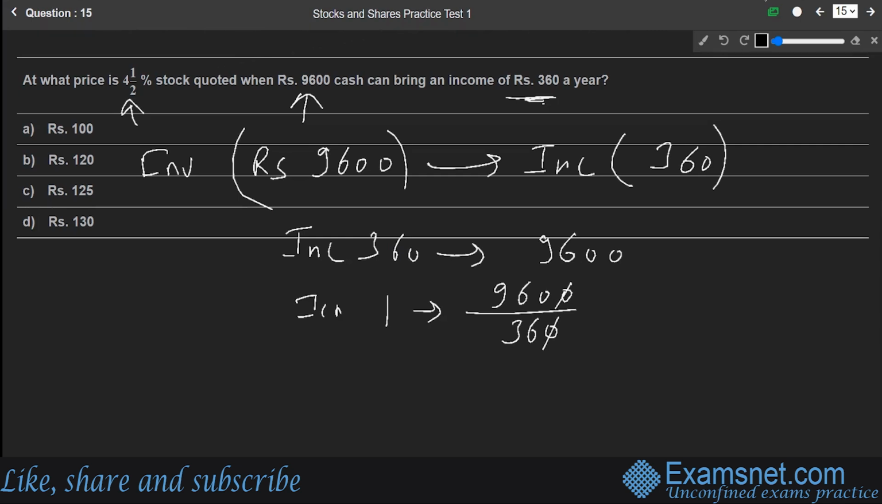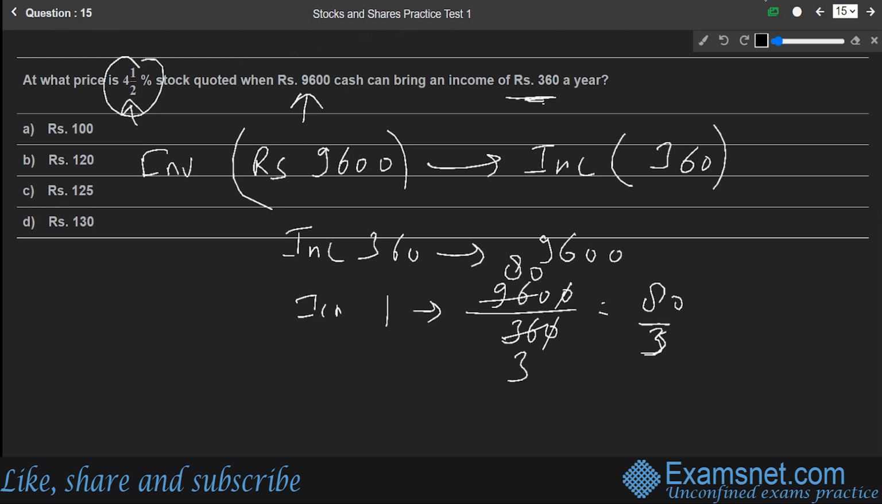If we cut this down, we can cut down both the numbers by some number, at least by 12, I guess. 12 3s are 36, 12 5s are 60, 12 8s are 96, and it is 80 by 3. So this can be written as 80 by 3. So an income of 1 rupee can be achieved if you invest 80 by 3, and the price is for 4% stock.